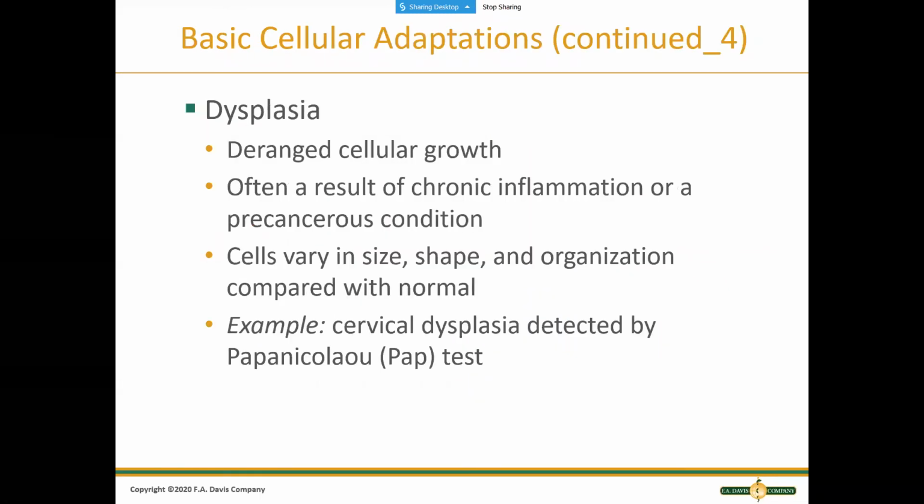Dysplasia is deranged cellular growth. Anytime you see that word deranged, which is dysplasia, think cancer. Oh, this is not good. The cells are getting all mixed up and deranging. It's going to turn into cancer.